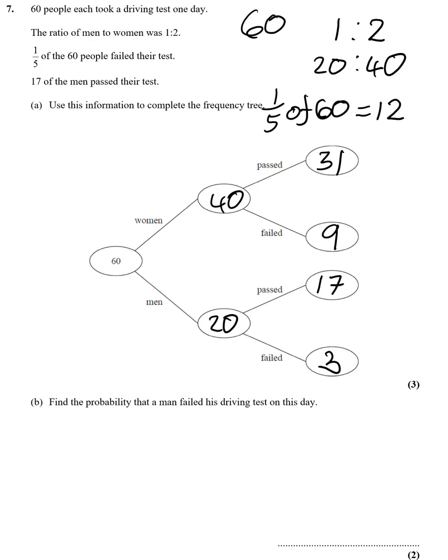Now, find the probability that a man failed his driving test on this day. So if we just look at the men, there's 20 men and 3 of them failed. 3 out of 20. It's worded a bit strangely, but I'm sure that's what it means. It means take the men, probability of picking one that's failed is 3 out of 20. Okay, and that's 5 marks.